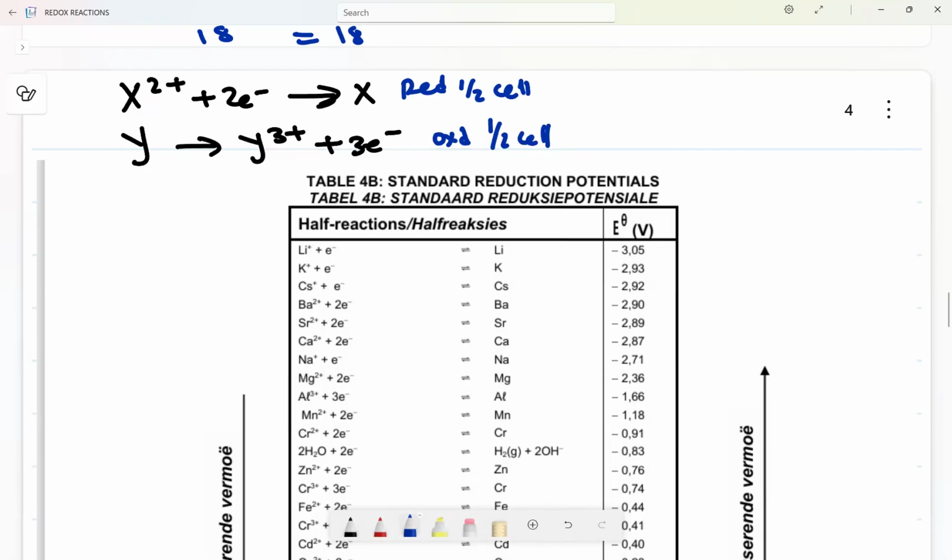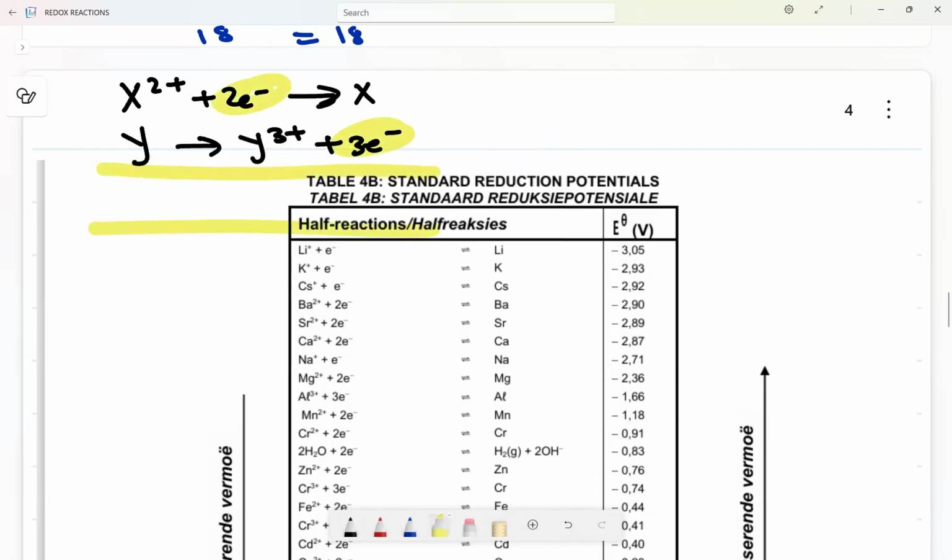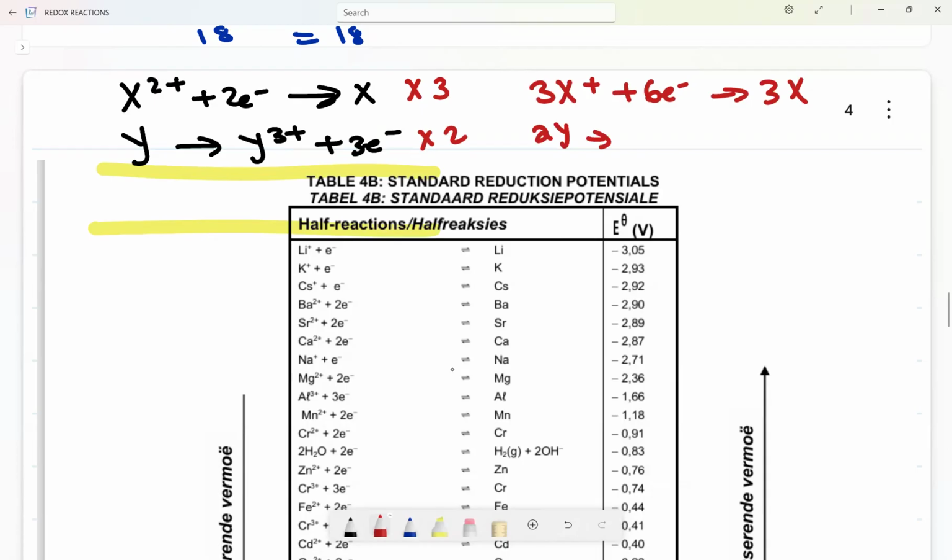Now what's important is that for us to get the net, we need to make sure that the electrons are equal. But can you see this one is 2, this one is 3? So there's no beautiful factor. If there is no beautiful factor, you multiply by their respective coefficients, just vice versa. So this will be 3X2+ plus 6 electrons giving me 3X, and this is going to be 2Y giving me 2Y3+ plus 6 electrons.